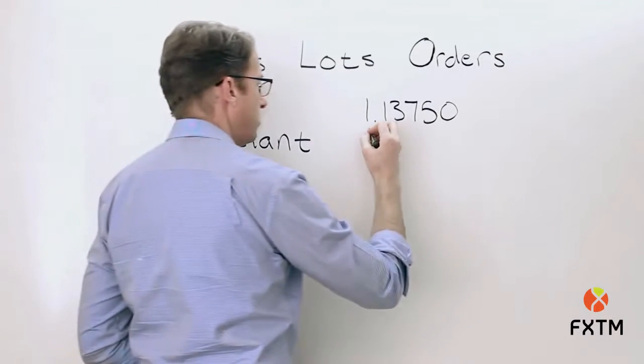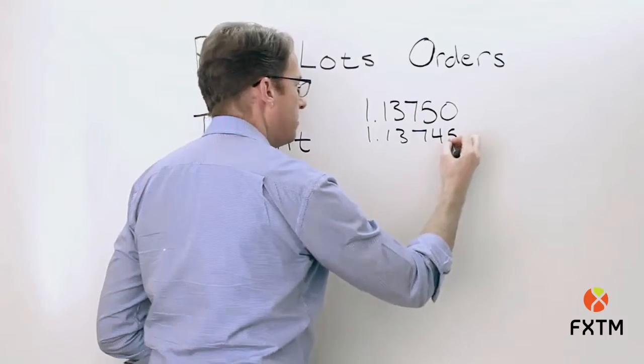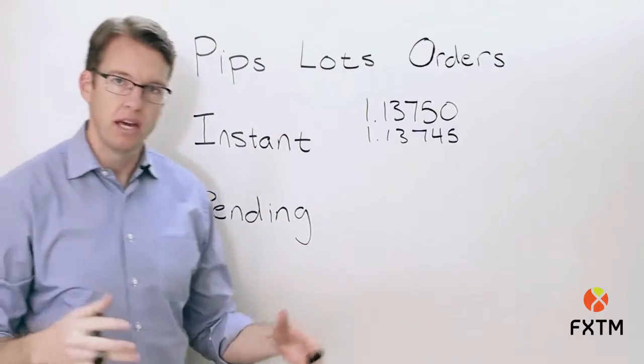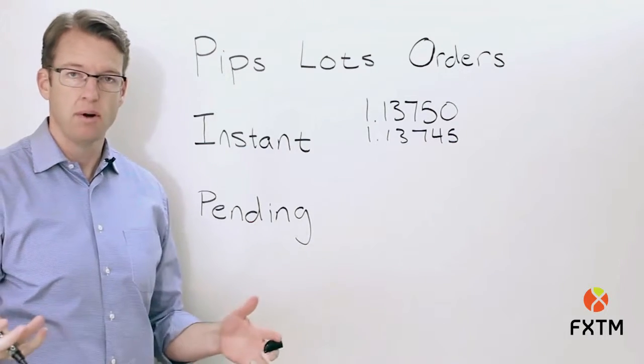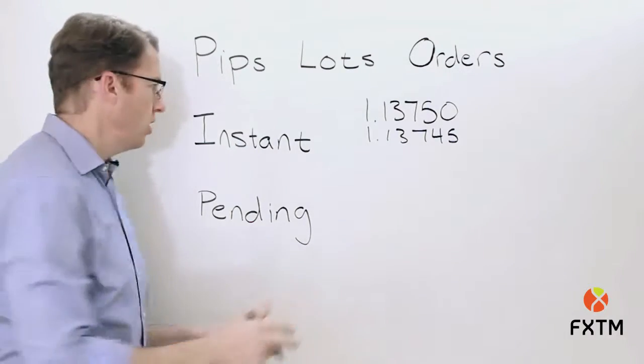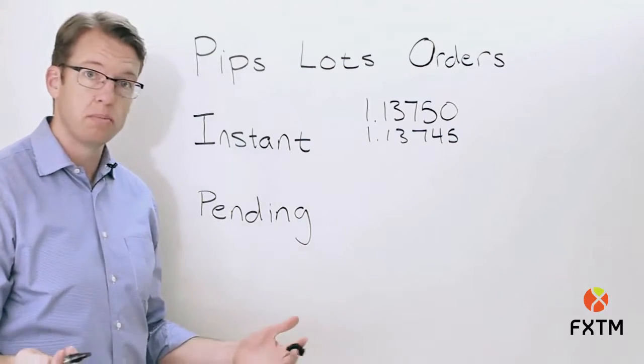Let's say that the requote was at 1.13745, so a little bit underneath where they had originally planned. Well, they can then decide whether or not they're going to actually take that order. Now, at the same time, they can also set a couple of orders to provide some protection for their position.